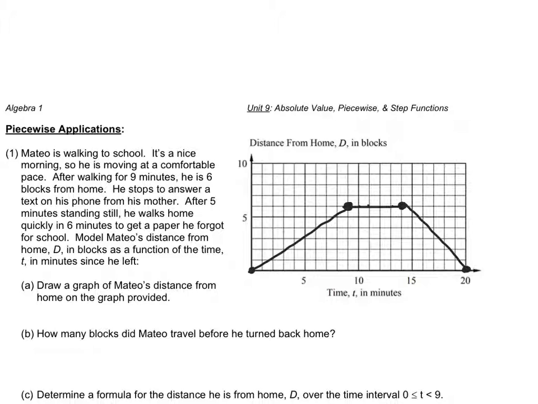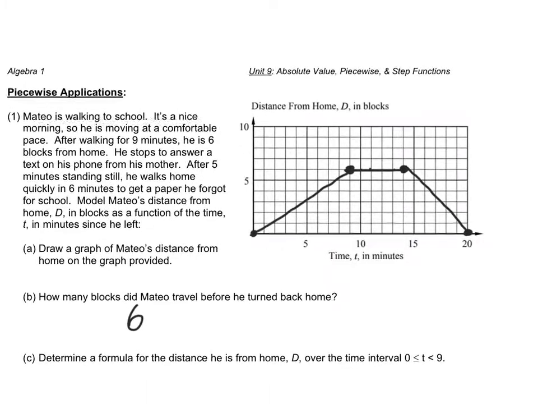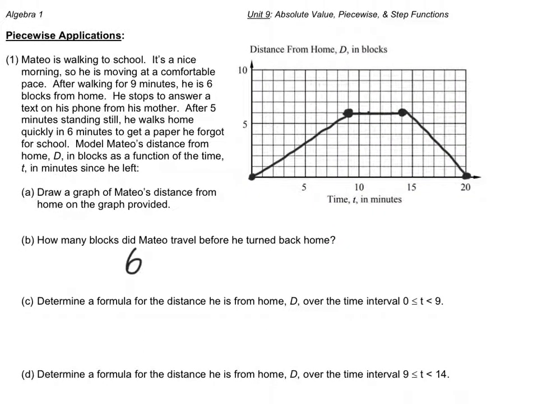How many blocks did Mateo travel before he turned back home? Well, they gave us that in the problem. You travel 6 blocks. Determine a formula for the distance he is from home D over the time interval 0 to 9.